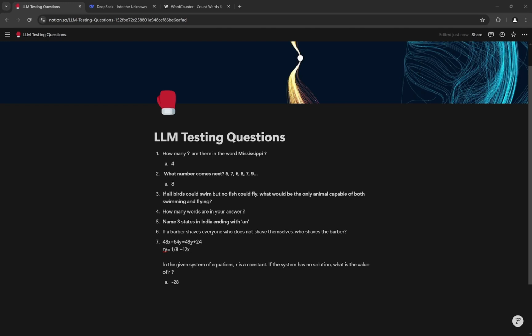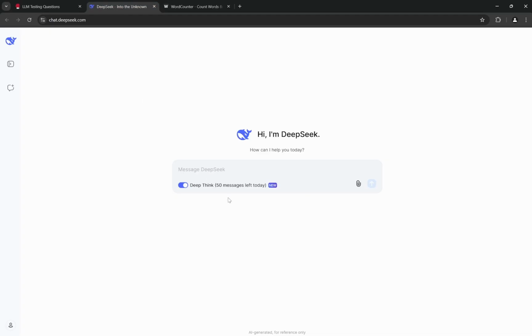Hi everyone, so today I have an amazing video and this is basically testing of a new AI model which is completely free and it has reasoning capabilities somewhat similar to the ChatGPT o1 models. Its name is DeepSeek and you can see there is a DeepThink mode. This is completely free and you'll get the link in the description as well.